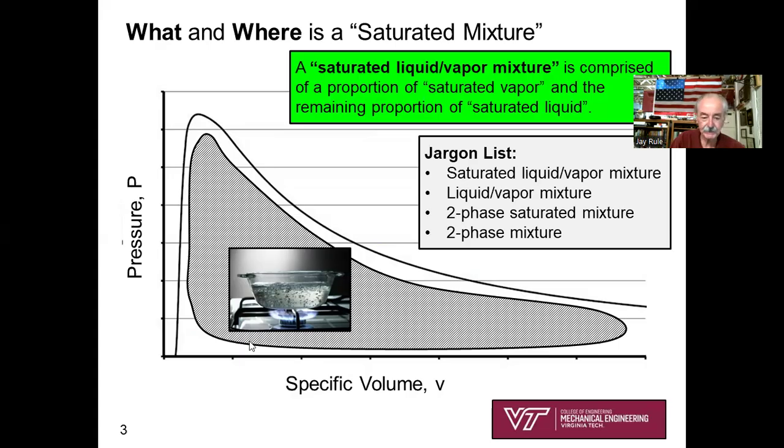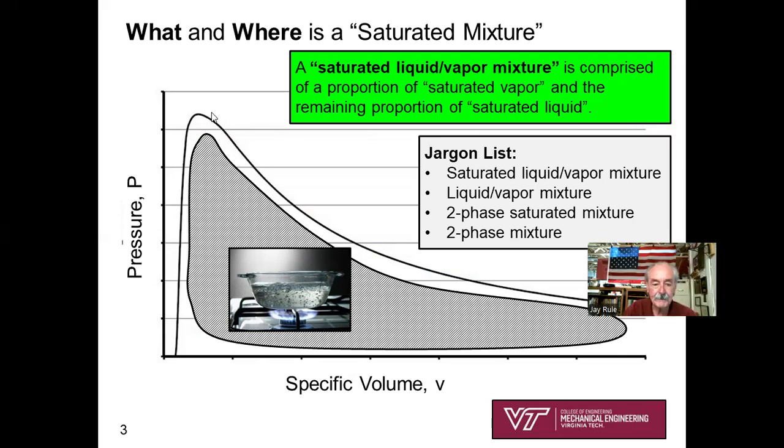I'm trying to depict this in the PV diagram, in the shaded area underneath the dome, with a little picture of what it would look like. Well, here's boiling water on the stove, where you can see with your eyes a mixture of liquid and vapor. And here's what I've come up with as a somewhat formal definition: a saturated liquid vapor mixture is comprised of a proportion of saturated vapor, and the remaining proportion is saturated liquid. And I've put down a little jargon list anticipating what folks might call the saturated mixture that you would find underneath the vapor dome.